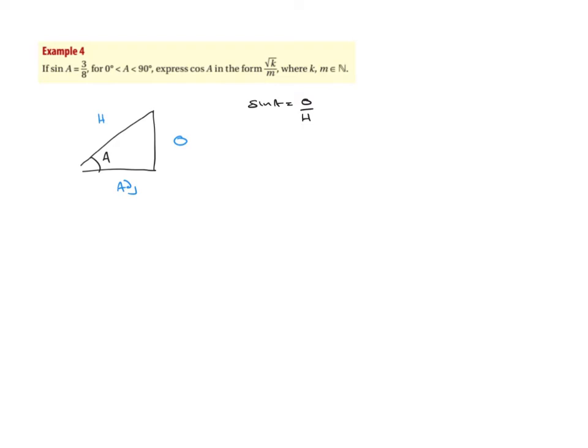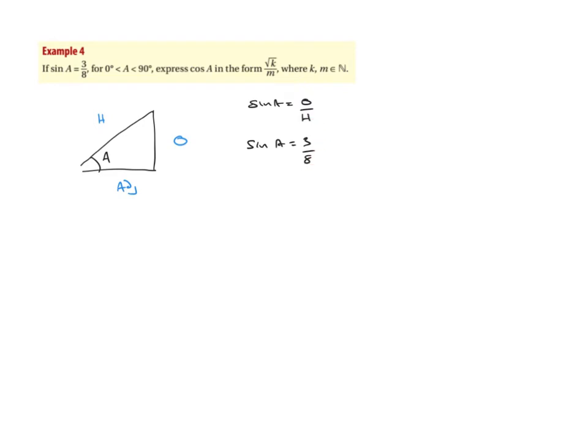And we know that sine A is equal to opposite over the hypotenuse. So, okay, if we know that sine A is equal to 3 over 8, we know that, according to this, the opposite must be 3 and the hypotenuse must be 8.